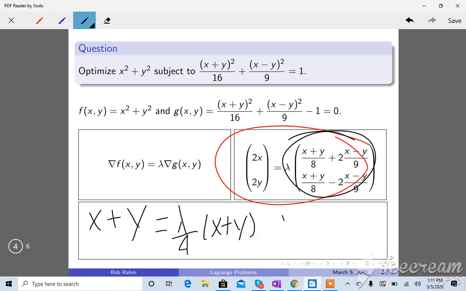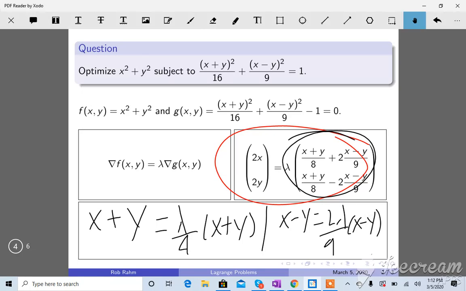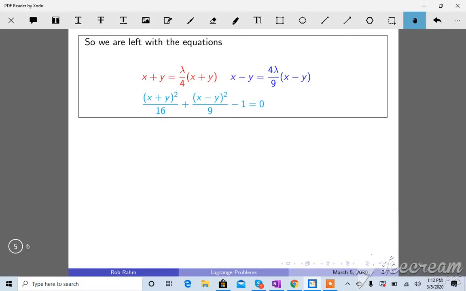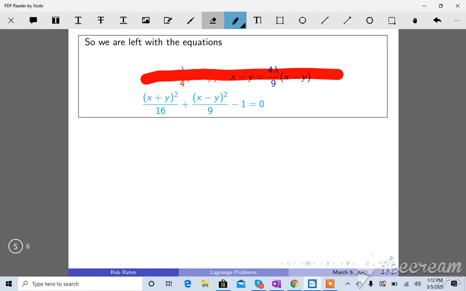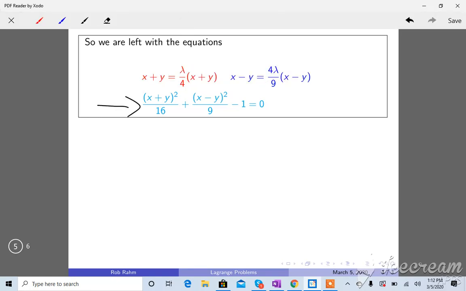and you get that x minus y is equal to 2 lambda over 9 times x minus y. And that's what we have recorded in the next screen over here. So now the equations involving Lagrange multipliers are just equivalent to those. And then this is the constraint equation.